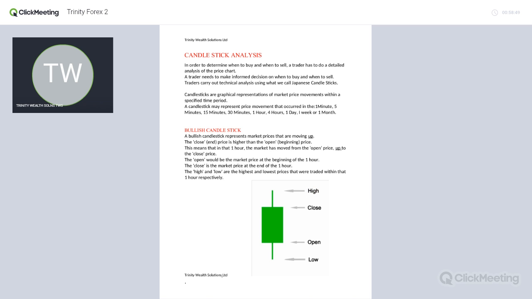High means the highest point the price reached during that 1 hour, if it's a 1 hour candlestick. If it is 1 minute, it also means it is the highest price the market reached during that 1 minute. So depending on the time frame you're using, that's the interpretation of that. So the high and the low are the highest and the lowest prices that were traded within that 1 hour respectively. And I just want to demonstrate something for you in a board.